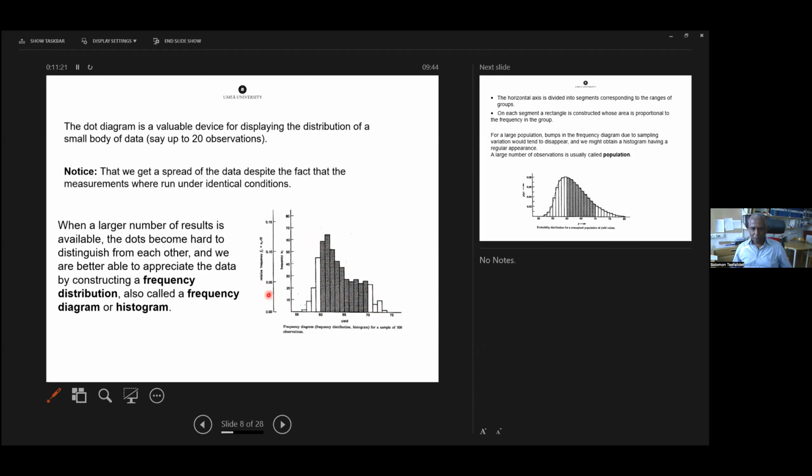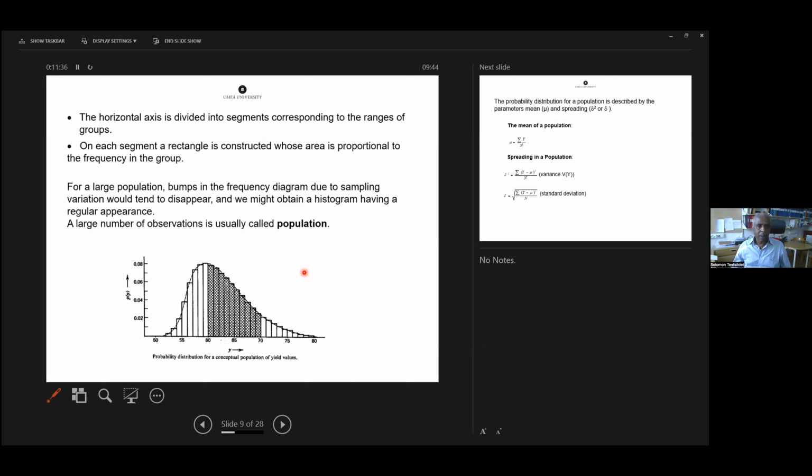by the area of this shaded part. So if the measurements are made more, I mean, if we have thousands of measurements, then these bumps will be smaller, then you will have more Gaussian distribution. That's what we will see in the next slide there. So the horizontal axis is divided into segments corresponding to the range of groups. And on each segment, a rectangle is constructed where the area is proportional to the frequency in that group. So as you see here, if you do more measurements, then the curve will be more Gaussian. And the probability of finding the answer between 60 and 70 is represented by this shaded part.